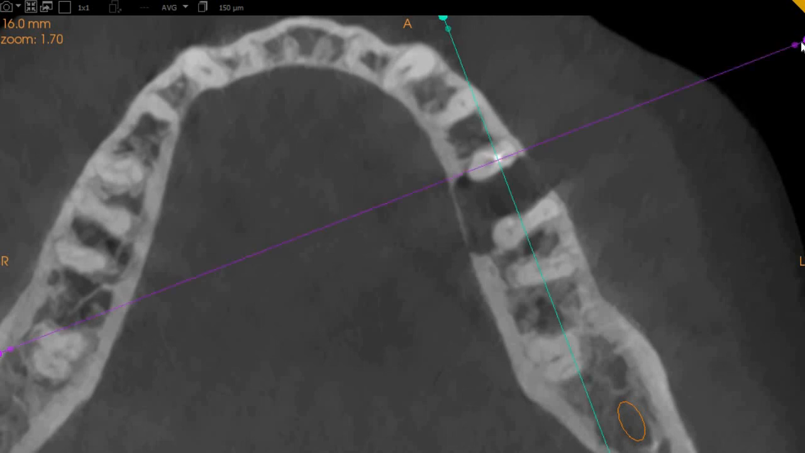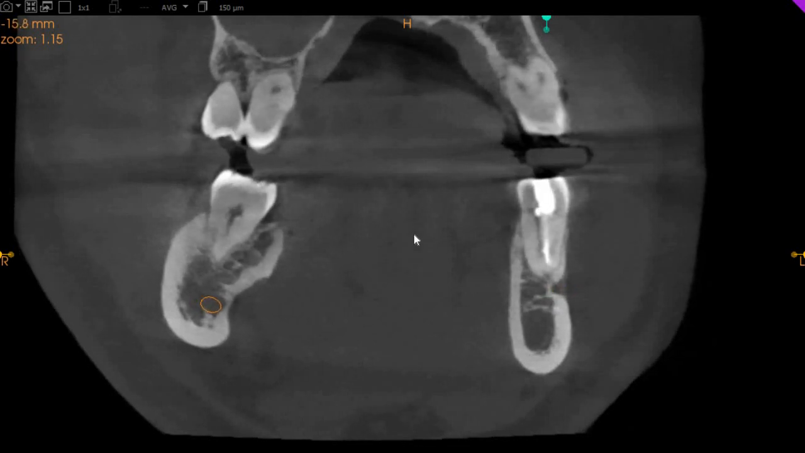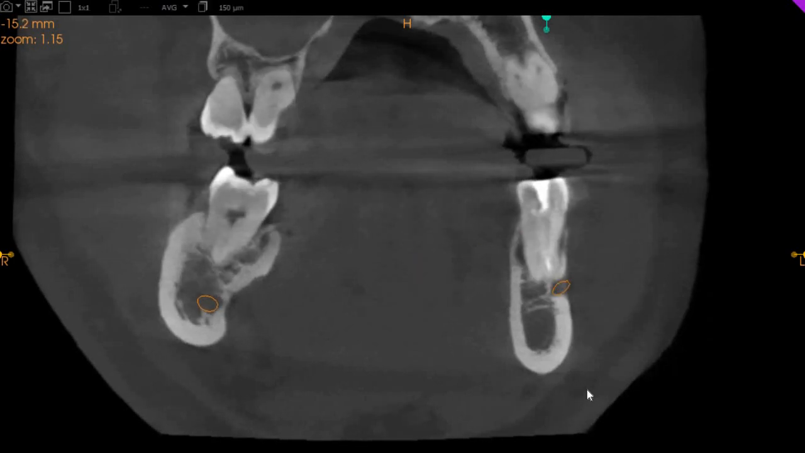Now, when we look at the tooth from a coronal point of view, the coronal point of view is basically the front to back view. Here also you can see that this is the canal which is missing. This right here is the canal which is missing. It can be seen on the coronal view.